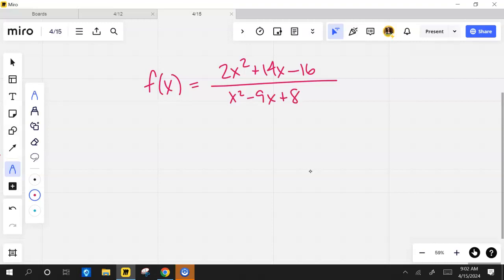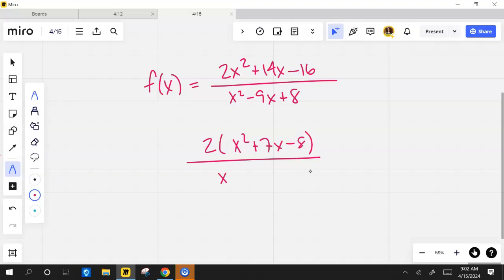It's a hole. A removable discontinuity is a hole. A non-removable one is an asymptote. And we say it's removable because we take just that one point out and we can plug it with something else. Right? So x squared plus 7x minus 8.